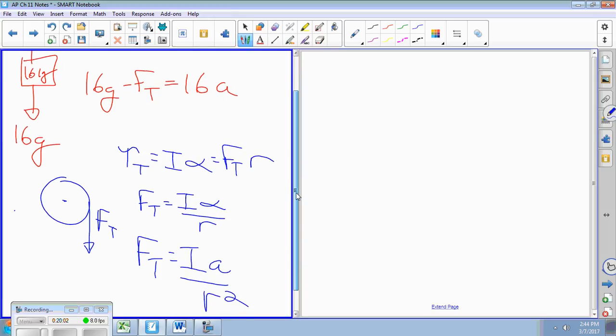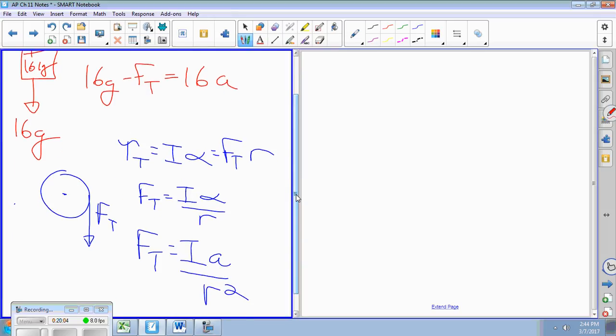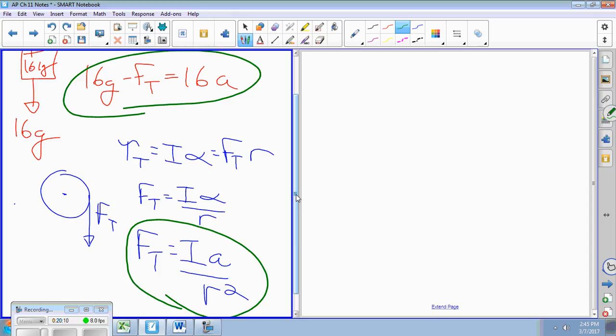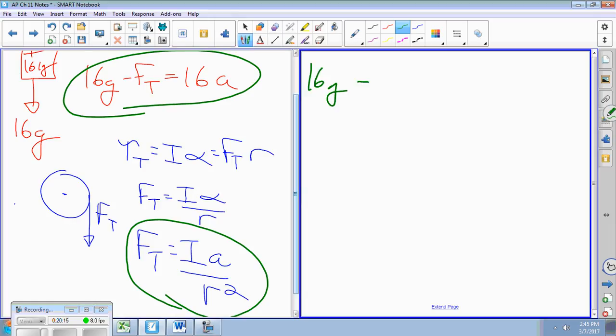So now all I'm going to do is take this equation for tension here and plug it in up here, and then I'll have an equation that just has A in it. So I'm looking at 16G minus this mess, IA over R squared, equals 16A. And now plug in your numbers and solve for A. Is that okay if I end off here? We know everything in there except for A, so plug in your numbers and do some algebra. Cool? Alex?